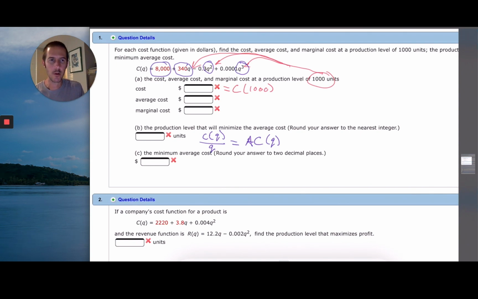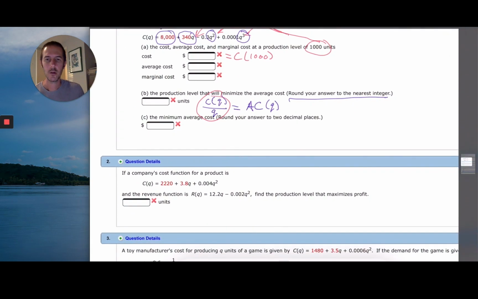You might want to use a grapher in order to solve that, but you can do it. And the minimum average cost will be found by taking whatever you find as a Q value, rounded to the nearest integer. You'll take that Q value and plug it into the cost function, minimum average cost. So you'll want to plug it into your average cost function. For example, plugging in 1,000 and then dividing by 1,000, and that'll tell you what your minimum average cost is per unit.